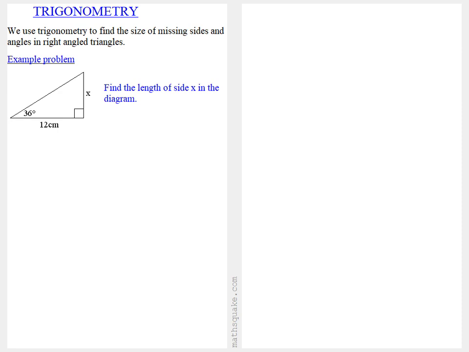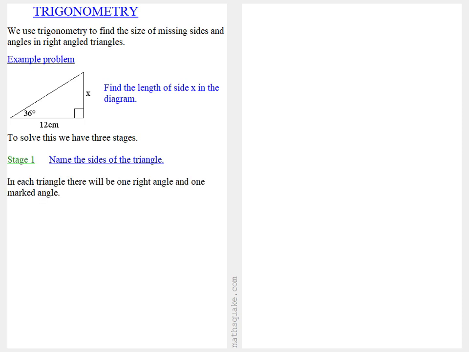We've got a triangle with an angle of 36 degrees, a side of 12 centimetres and another side labelled x. We're asked to find the length of the side x in the diagram. To solve this, we have three stages. Stage 1, name the sides of the triangle.